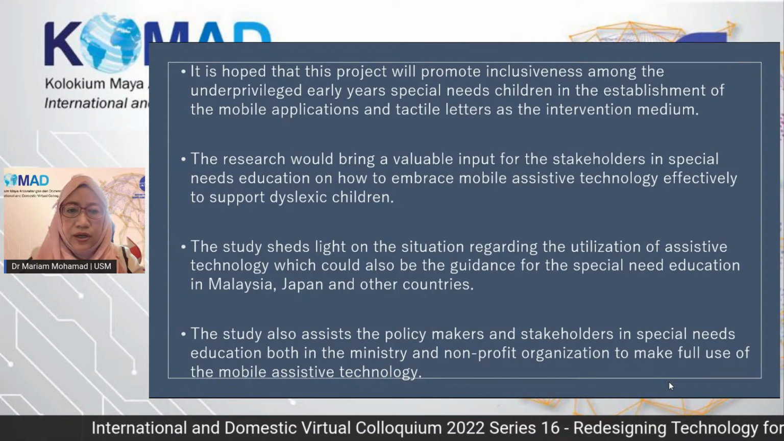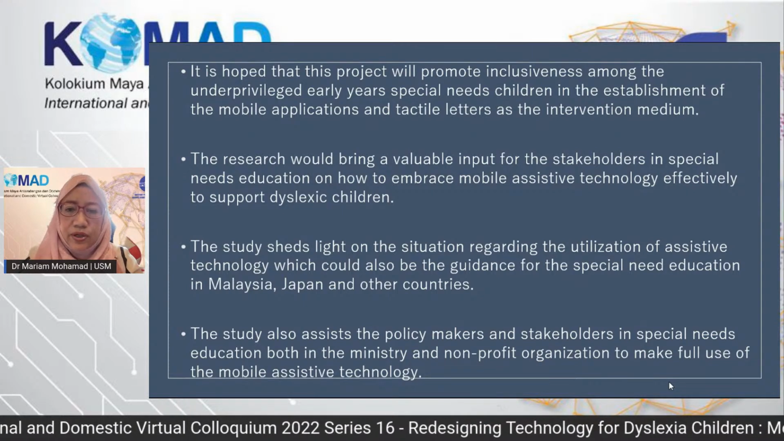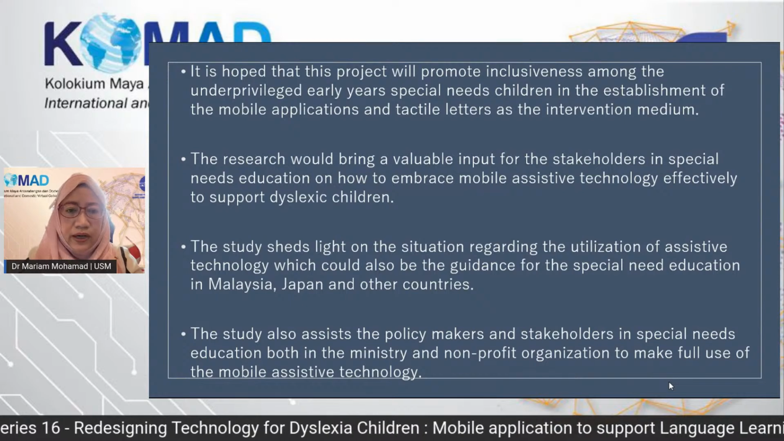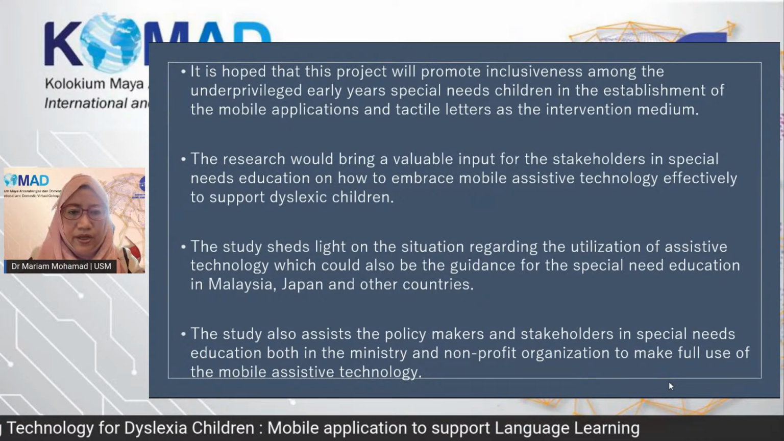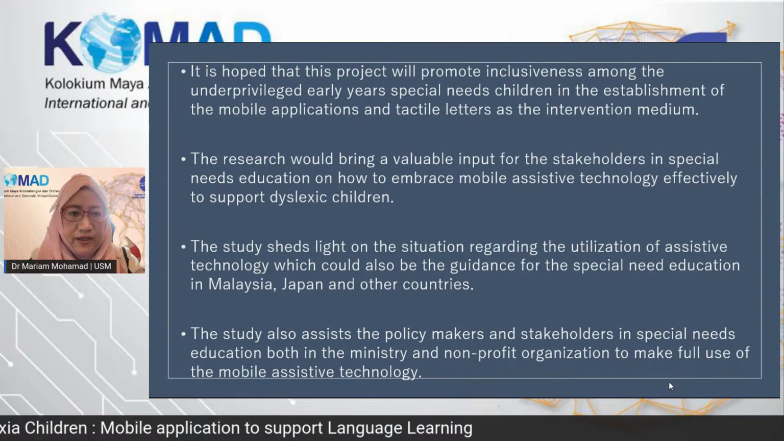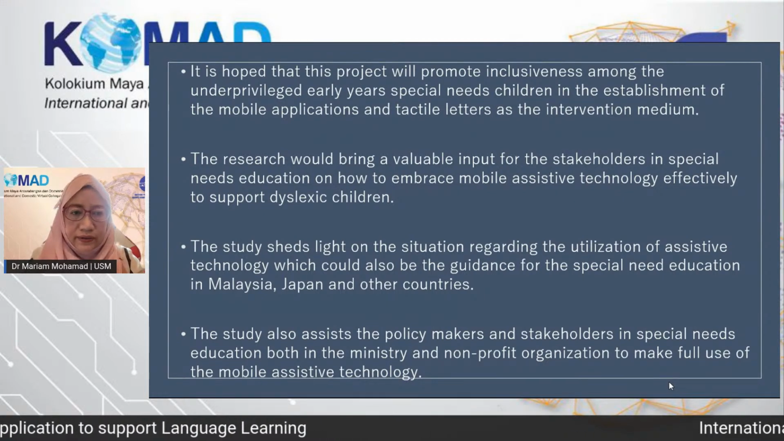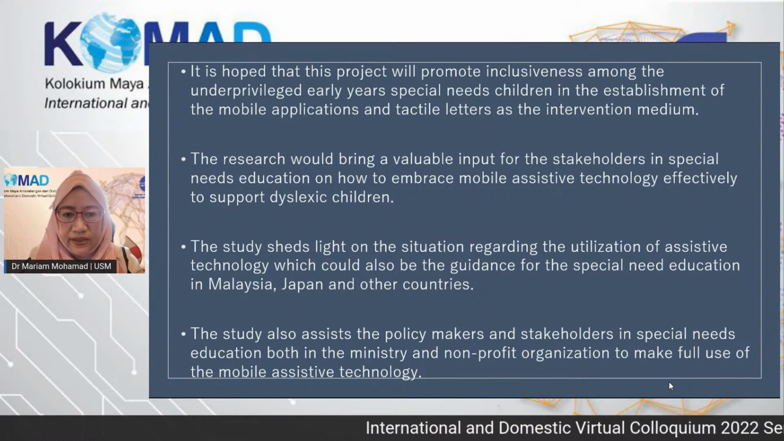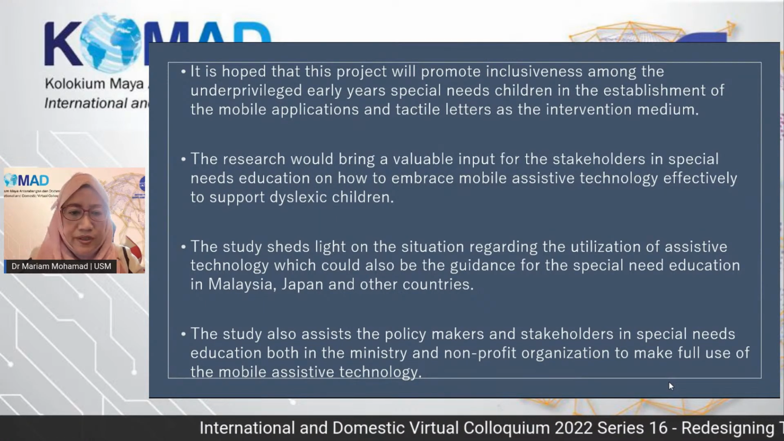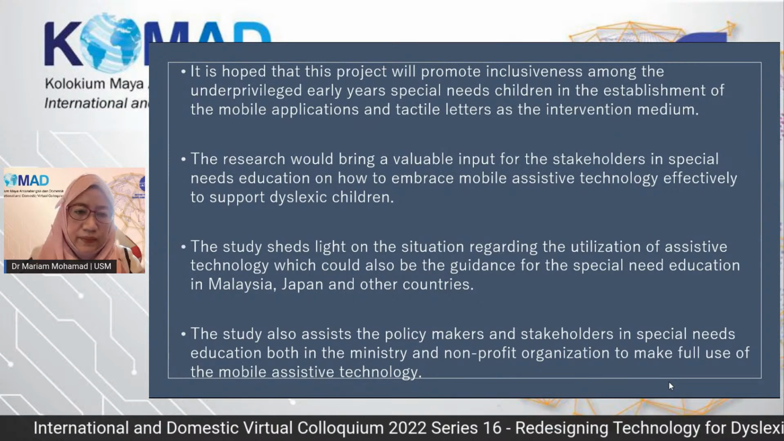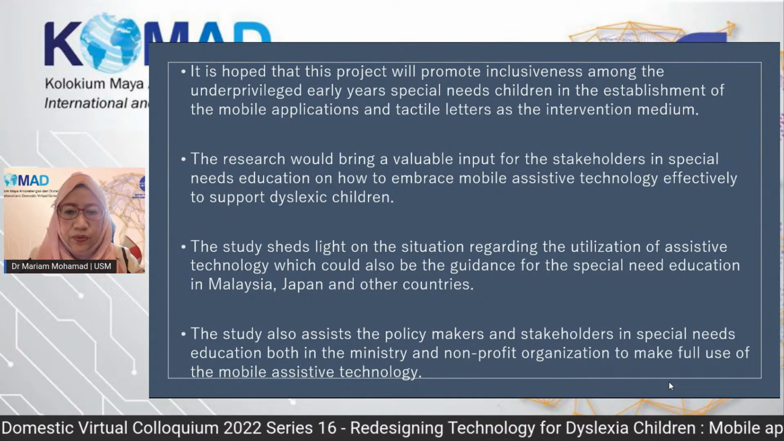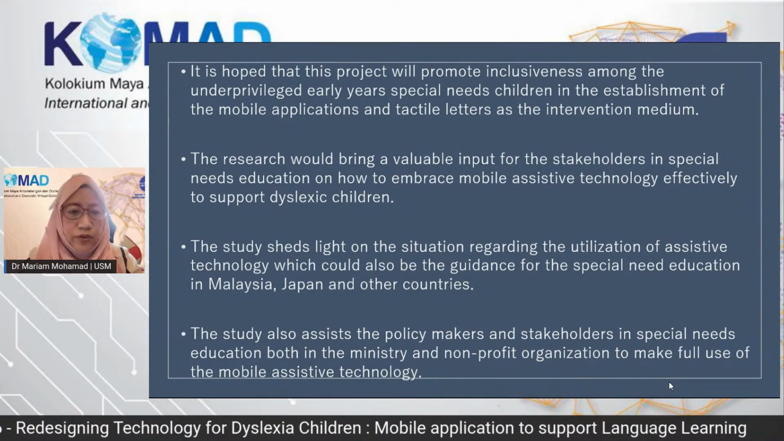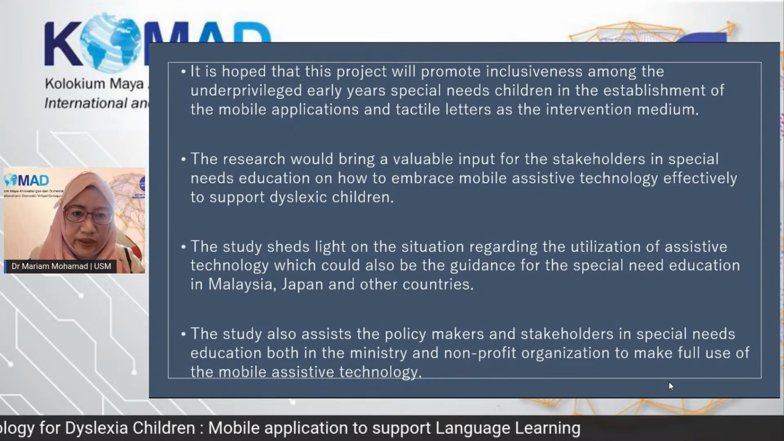And it also sheds light on the situation about the integration of assistive technology for countries, for example, Japan, Malaysia, and other countries that use this kind of characters and alphabet. And also, finally, to assist the policymakers and stakeholders in special needs education, both in the ministry and also the NGO, non-profit government organization, to make full use of this mobile assistive technology.